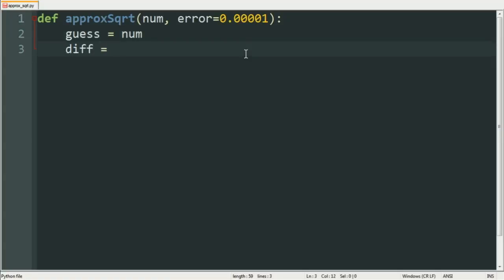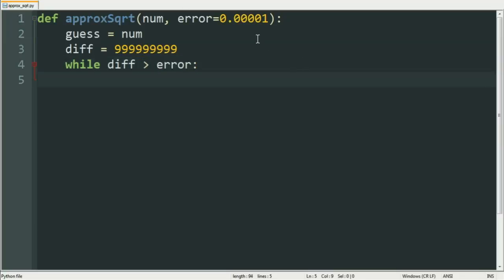Now, this difference is essentially what we're going to be using to match against this error we have up here. Right now, let's just make the difference a very big number. Then we can say, well, the difference is greater than the error that we've set here, right? We'll keep going. We of course need a loop, right? So we can keep iteratively improving our guess until it basically meets the level of error that we're okay with.